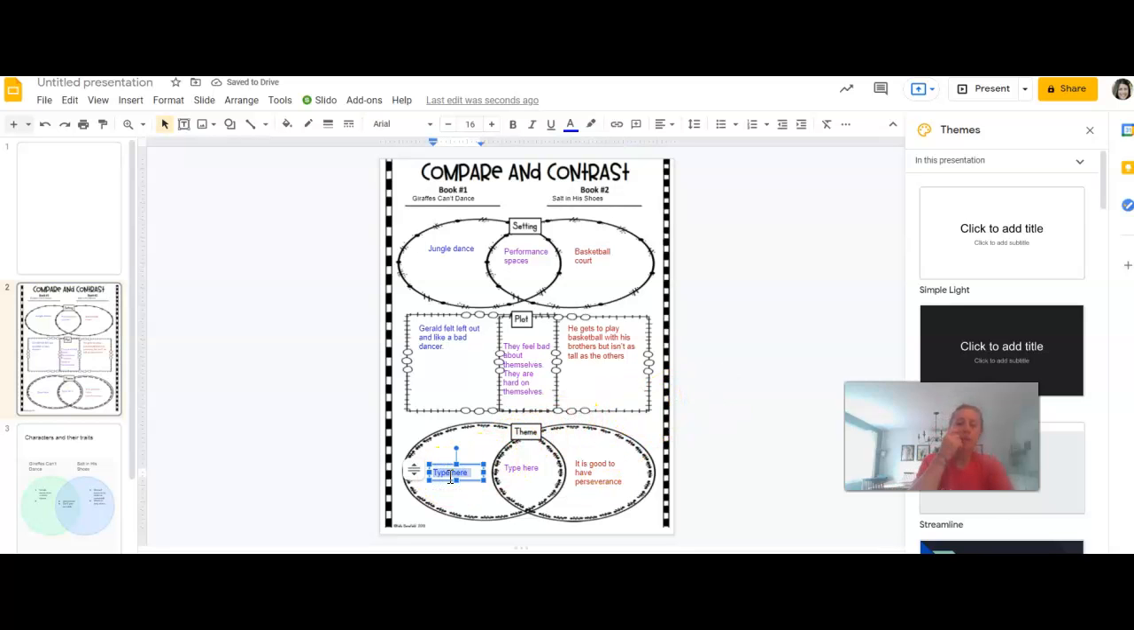In Giraffes Can't Dance, everyone is different and unique, and that's okay, right? And that's okay. What do they have in common? I would say accepting your own differences. Okay, would you agree?